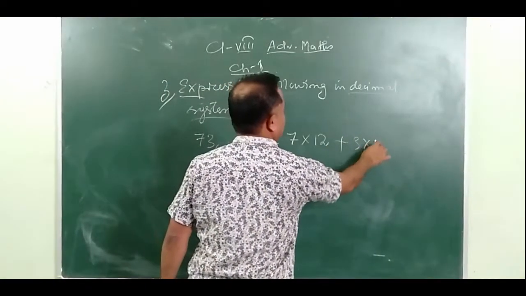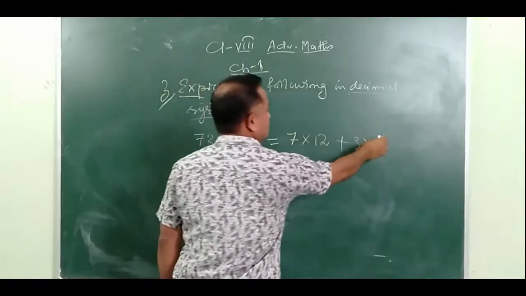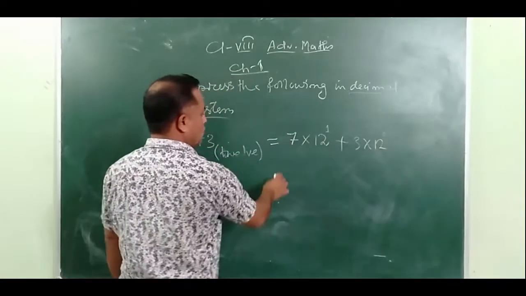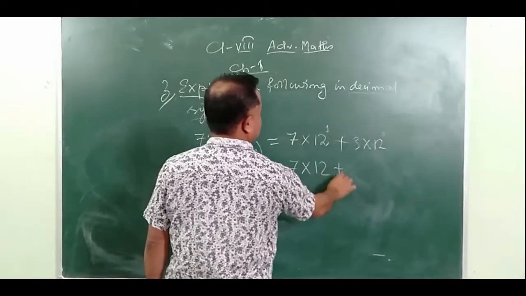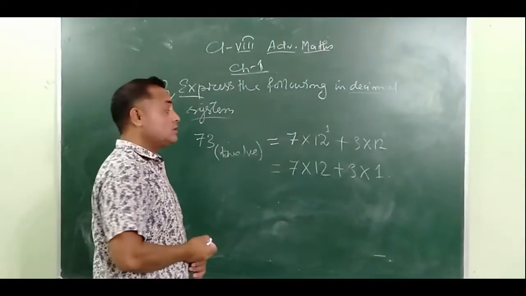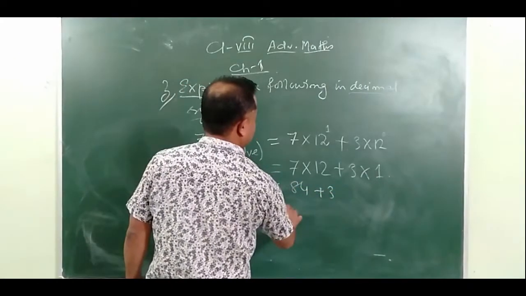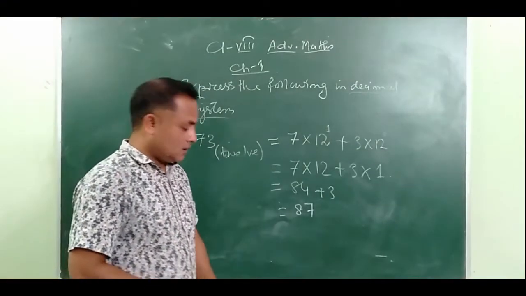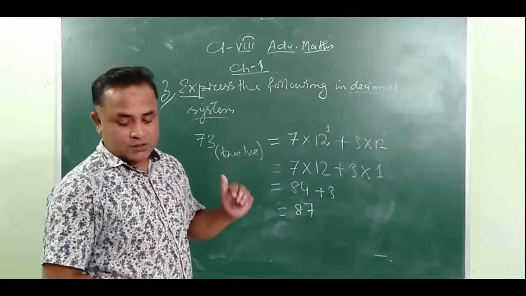3 into base 12. Now what we will do is that from the right hand side the power should go on increasing. That means here it is 0 and here it is 1. Now after solving, what we will get is 7 into 12 to the power 1, which is 12, plus 3 into 12 to the power 0. We know that anything to the power 0 is 1. So what we get is 84 plus 3, that is 87. In this way you can solve question number 3 all.